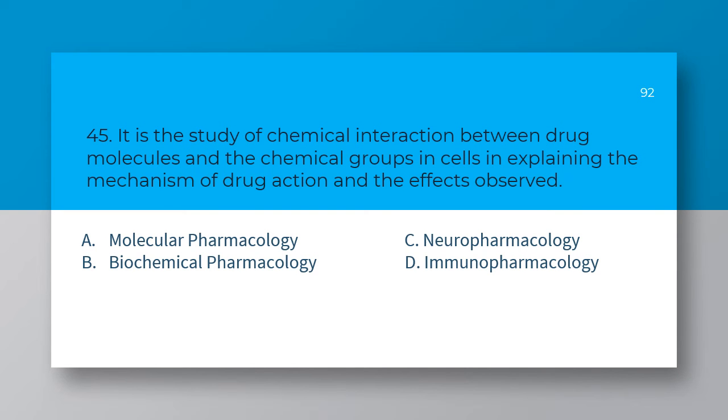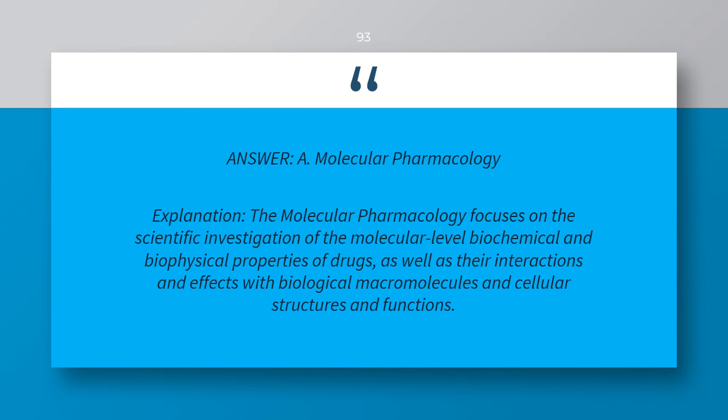Number 45. It is a study of chemical interaction between drug molecules and the chemical groups in cells, in explaining the mechanism of drug action and the effects observed. Answer is A. Molecular pharmacology. The molecular pharmacology focuses on the scientific investigation of the molecular level biochemical and biophysical properties of drugs, as well as their interactions and effects with biological macromolecules and cellular structures and functions.